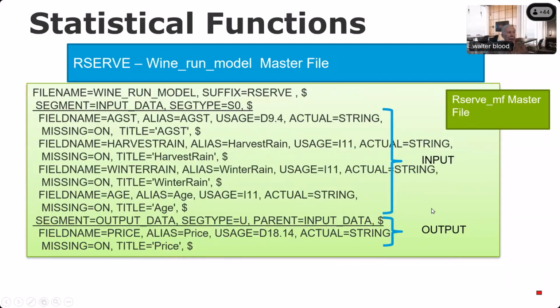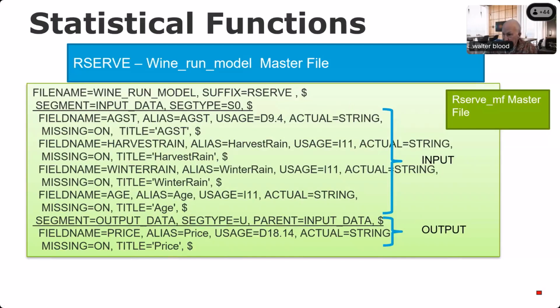I'm also going to need a master file for the R server, for the model that we're going to use over there, for the R code that we're going to run over there. I need to know what the input data is going to be, and you can see we have a segment just for that, and that specifies the input data that we're going to be sending over, and the output data is going to basically tell us what we're going to be receiving back.